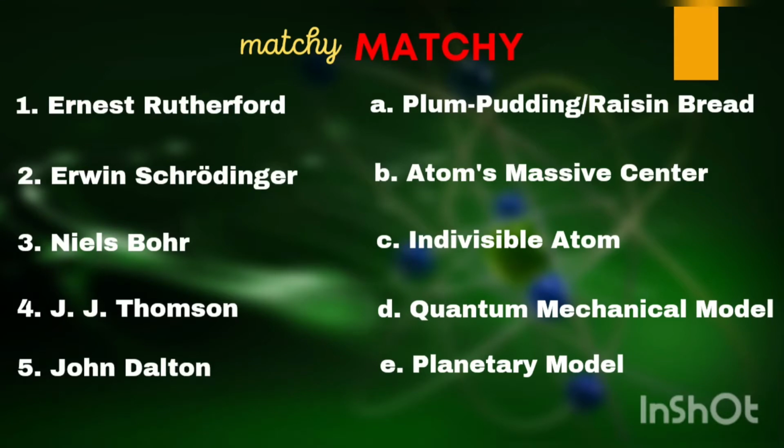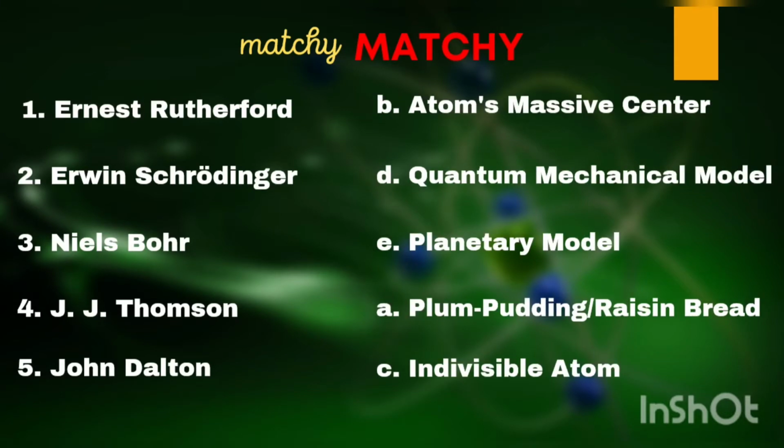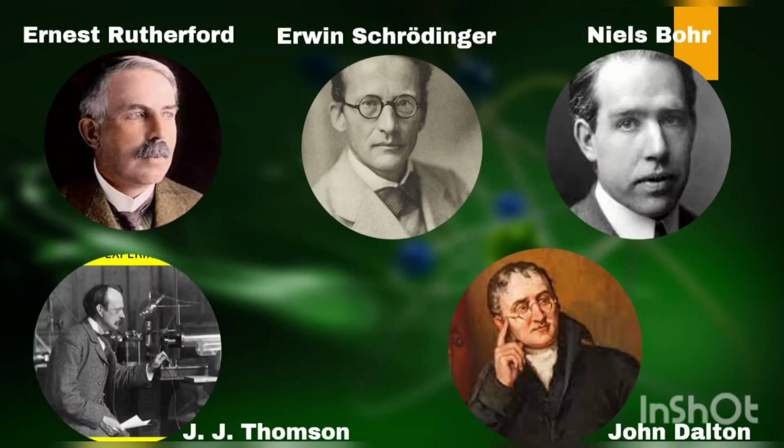Okay, here's the answer. Sir Ernest Rutherford's model is the atom's massive center. Quantum mechanical model was proposed by Erwin Schrödinger. The planetary model was proposed by Niels Bohr. J.J. Thomson's model is the plum pudding or the raisin bread model, while the indivisible atom was proposed by John Dalton. These scientists are responsible for the development of the atomic theory and models.